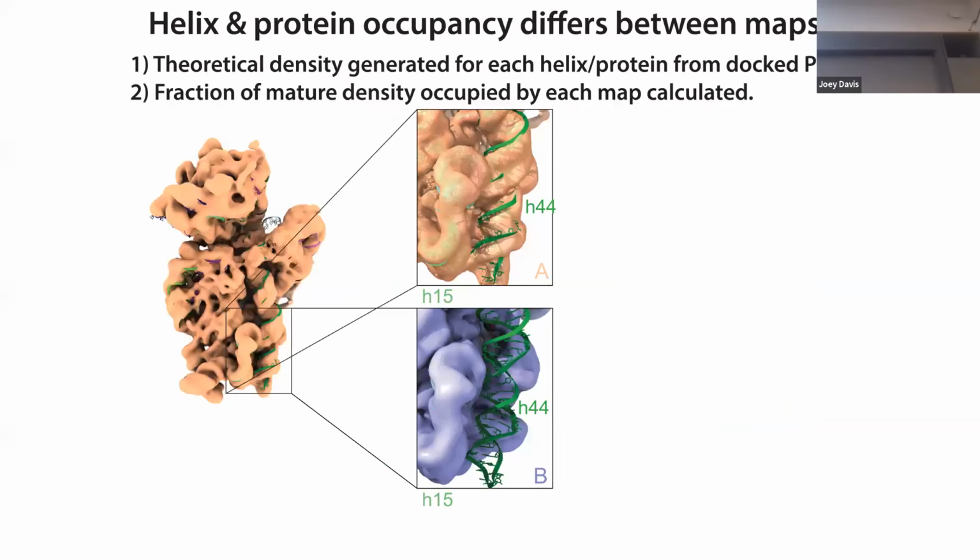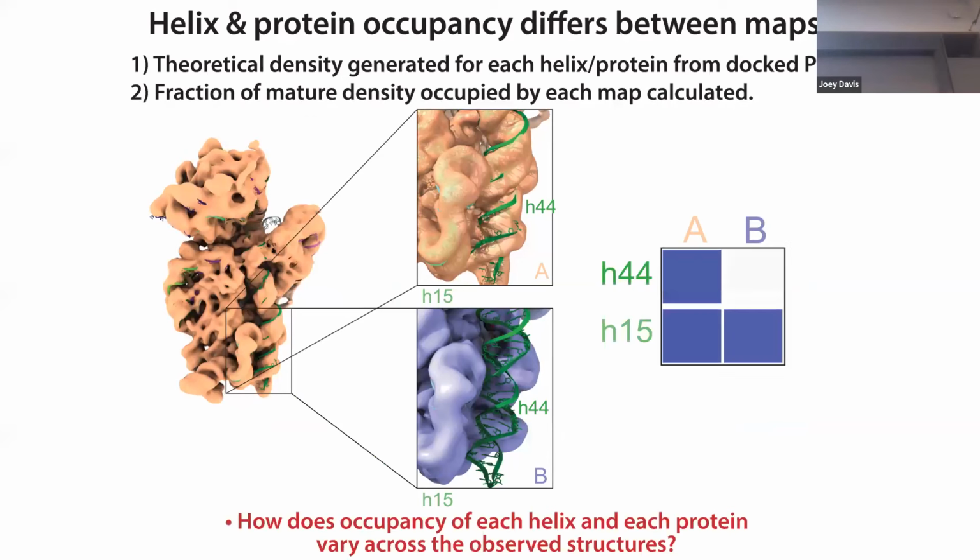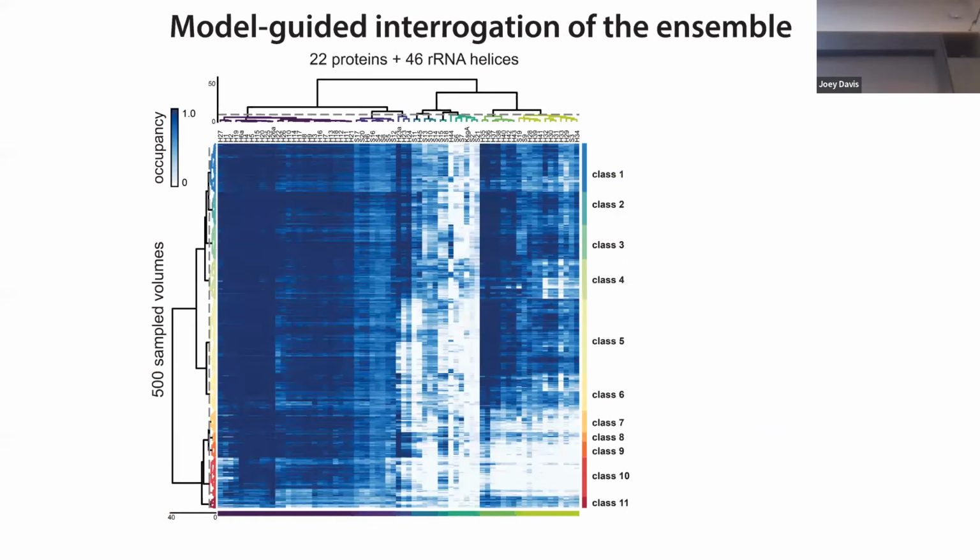Okay, so the way that would work is, here are 2 different maps that were sampled. You can see that they both have helix 15 well occupied. One is lacking helix 44. You can see the model being there, but not the rest of the density, and one of them has it. Then we can parameterize that as what we call an occupancy that scales from 0 to 1. And now we can do this across all 500 or 1,000 maps. So each one of these different rows is a different map that was sampled by CryoDRGN, and each one of the columns is a different element, be it an RNA helix or ribosomal protein. Okay, so what can we actually learn about assembly by looking at this?